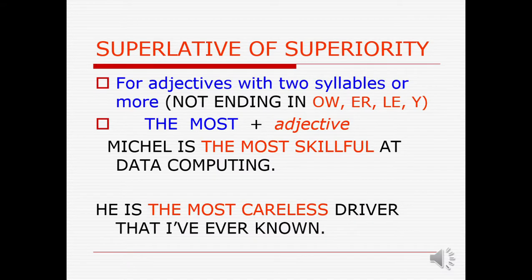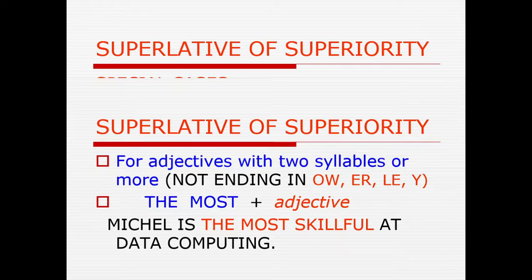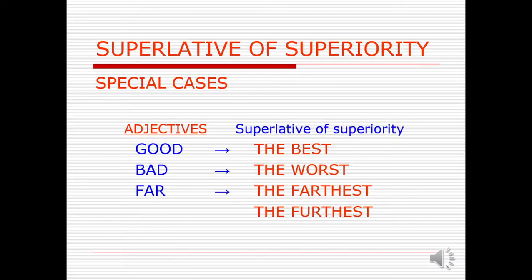And then for adjectives with two syllables or more, the combination is the most plus adjective. Michelle is the most skillful at data computing. He is the most careless driver that I've ever known. Again, the superlative of superiority has special cases when it comes to the adjectives good, bad, and far. Good turns into the best, bad into the worst, and far, the farthest, or the furthest.